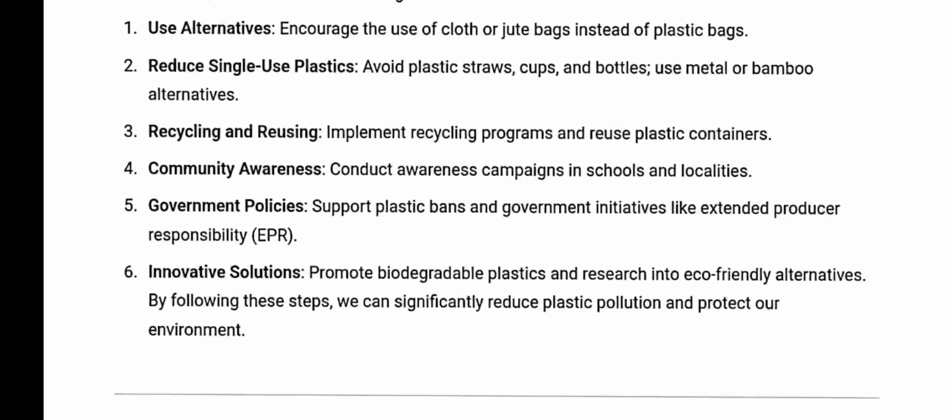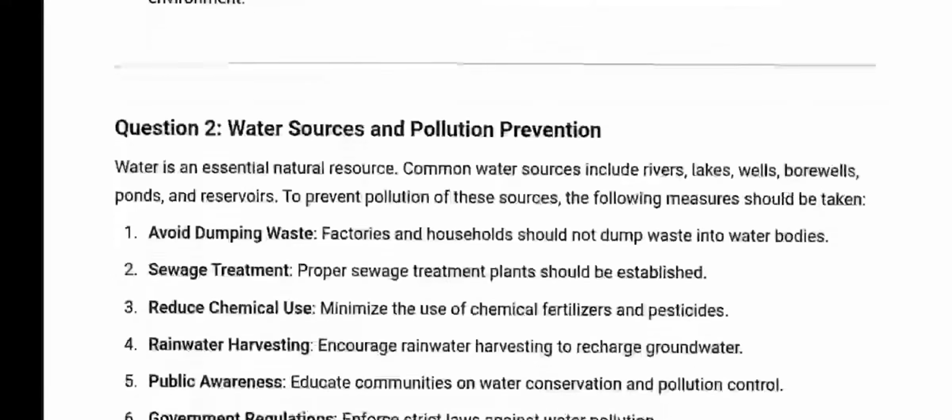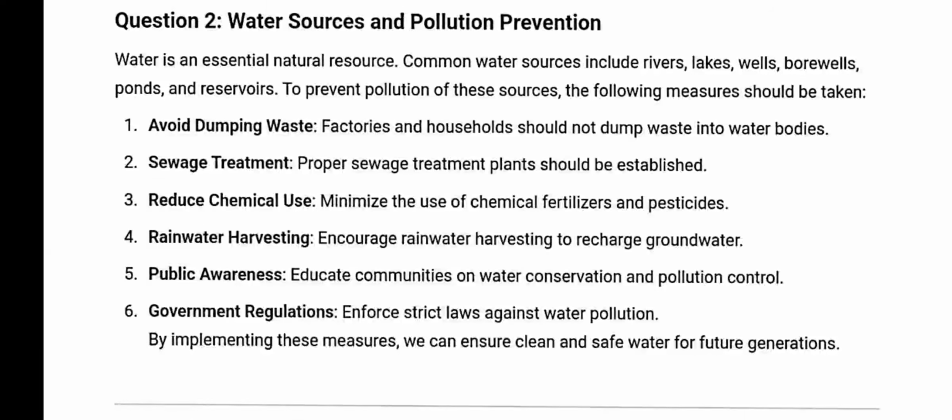Question 2. Water sources and pollution prevention. Water is an essential natural resource. Common water sources include rivers, lakes, wells, borewells, ponds, and reservoirs. To prevent pollution of these sources, the following measures should be taken. 1. Avoid dumping waste. Factories and households should not dump waste into water bodies.